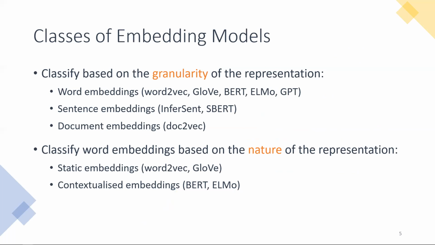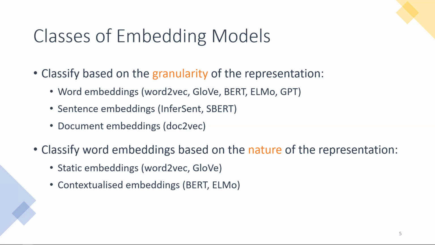So embedding models can be classified in different ways. For instance, we can have a classification based on the granularity of the representation. We can talk about word embeddings, which represent words from a vocabulary of a language. We can have representations of sentences. We can even have representations of entire documents, even if this is a little bit of an old thing that they tried. Nowadays, it's not very popular anymore.